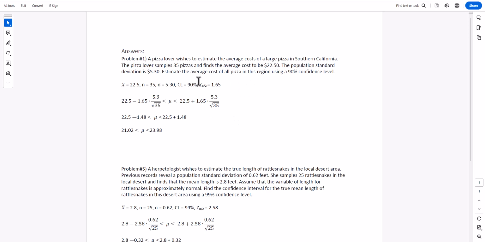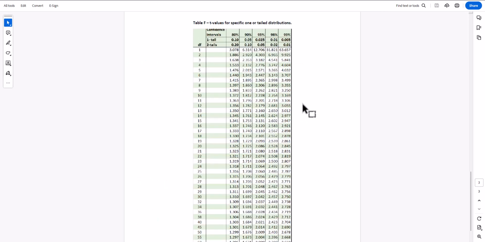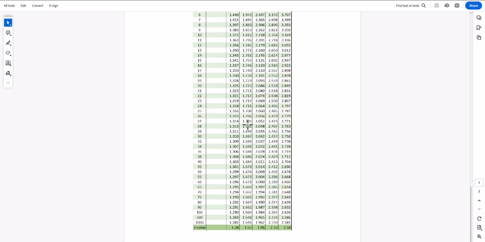So the sample mean, X bar, is 22.50. The sample size is 35. The population standard deviation is 5.3. Confidence level 90%. We have to find the z-value. So in table F, we look for 90%. And since we're looking for a z-value because sigma is known, we go all the way down to the bottom of the column where the z-values exist, and we get 1.65.